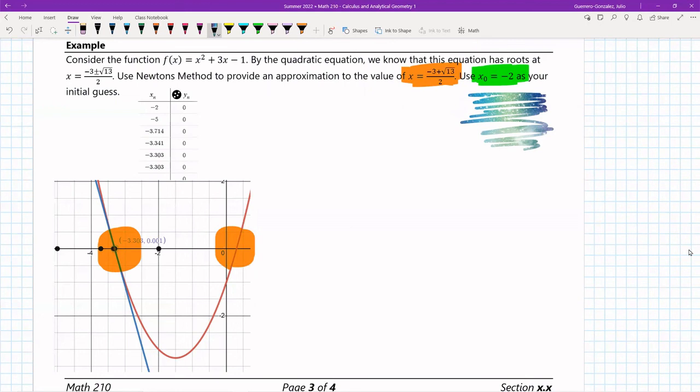So if we wanted to find an approximate value for (-3 minus the square root of 13) divided by 2, then -3.303 is a very good approximation too. Okay, but we weren't looking for that one. We were looking for the positive one. All because we started out in a different spot. Okay, like I said, this is the very first version of an iterative process that's ever been found, okay?